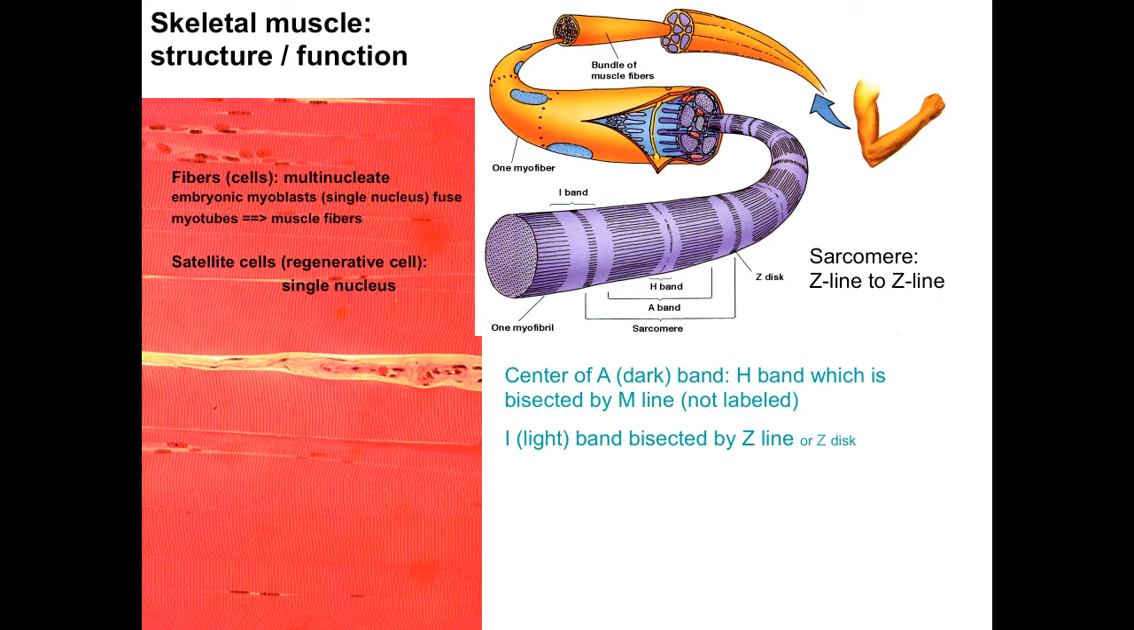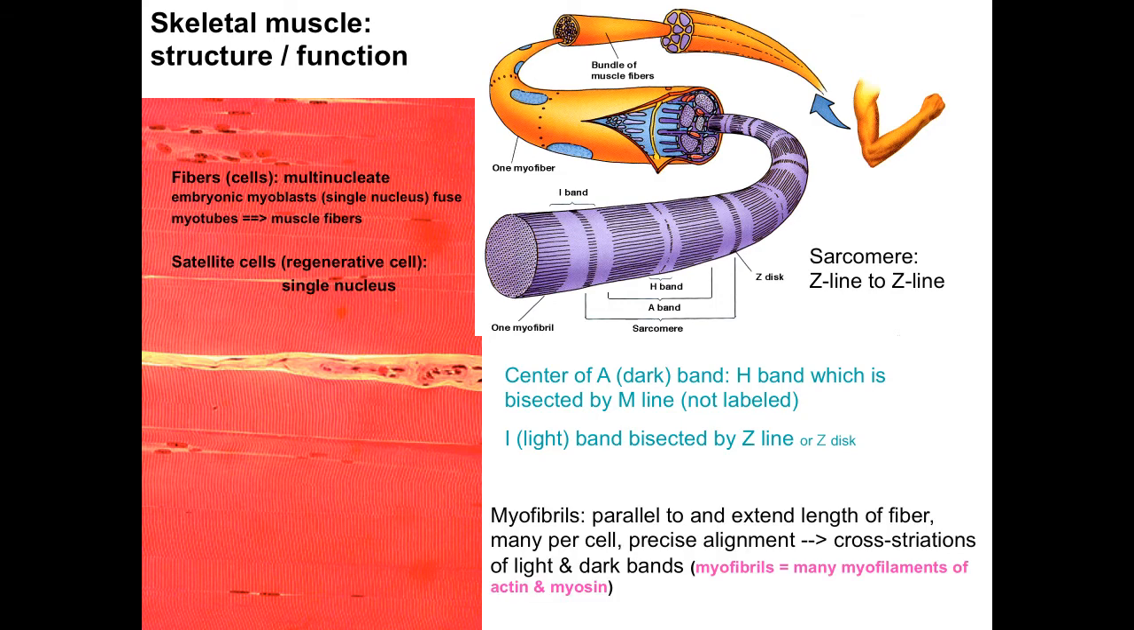And remember, sarcomere goes from Z line to Z line. Myofibrils are parallel to each other, and they extend the length of a muscle fiber or a muscle cell. And there are many myofibrils per cell. Their precise alignment is what gives the cross striations of light and dark bands in striated muscle.